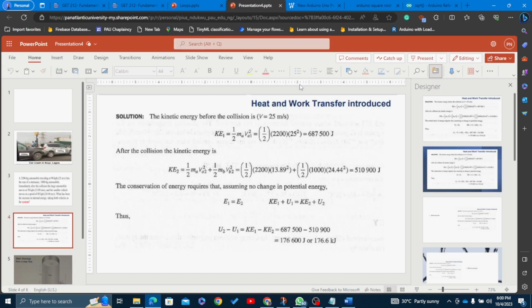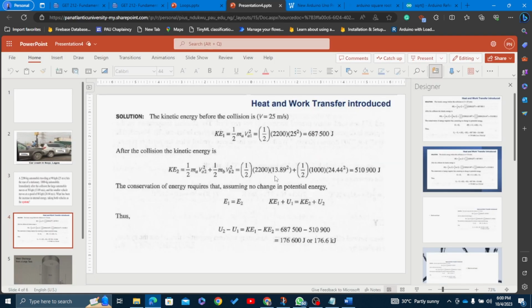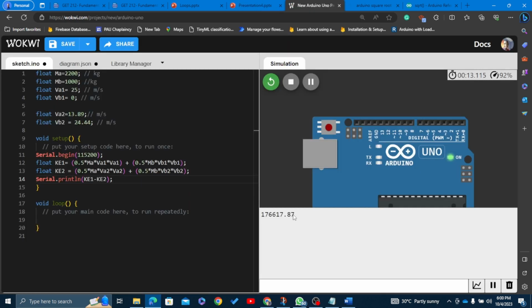The values are not exactly the same, but Arduino solves it with more decimal places compared to what was solved here. So we don't have the exact same values, but they're pretty close. So I think Arduino is more correct.